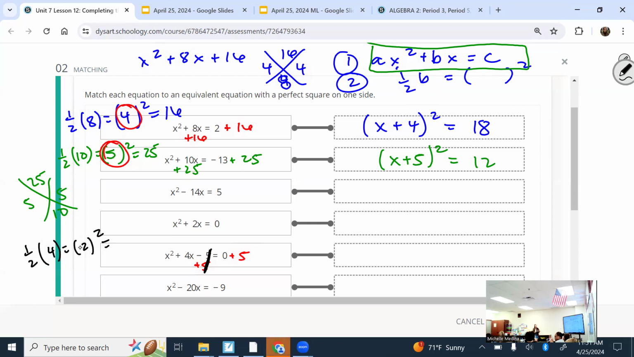So you take half of b, which is 2, square it, what's 2 squared? And then add it to both sides. So then on the right side, I have 5 plus 4, and then on the left side, I have something that I can factor. We're looking for what multiplies to 4 and adds to 4. It should be a perfect square. Okay, so 2 and 2. Then I can write this out as x plus 2 in parentheses.